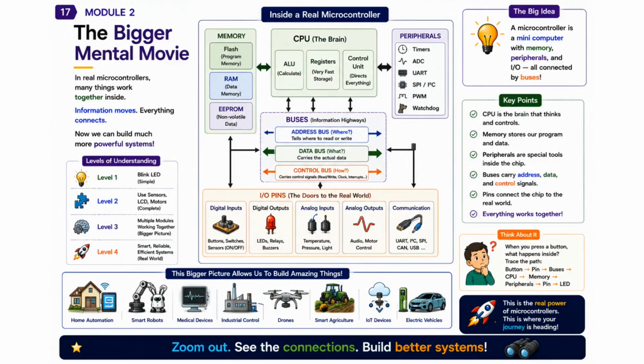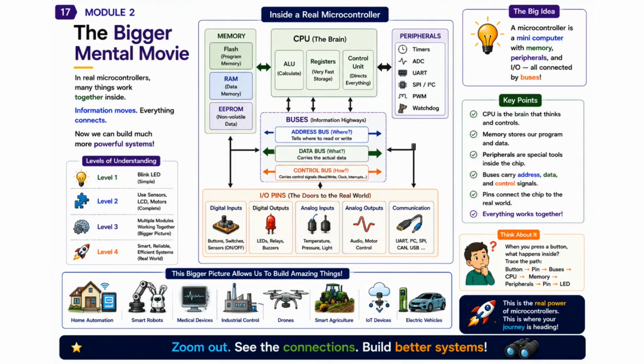So the key message is simple. Information moves. Everything connects. Everything works together. When you press a button, a complete chain of events happens inside the microcontroller. The signal enters through a pin. The buses move the information. The CPU makes decisions. Memory provides instructions and data. Peripherals perform specialized tasks. And finally, another pin produces an action in the real world.